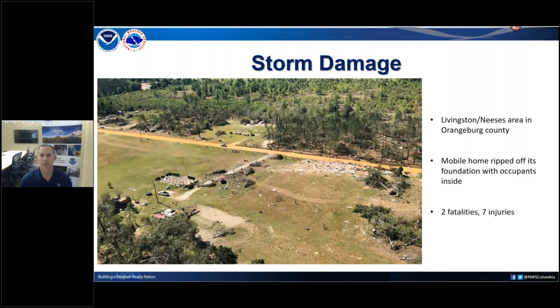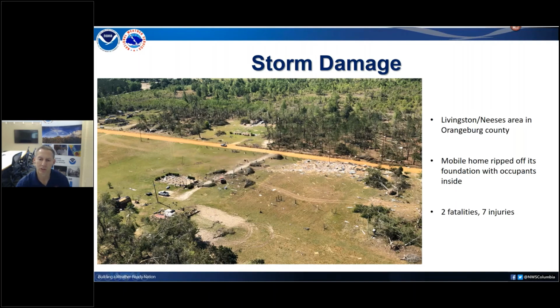And this picture here is from the Livingston-Neeses area in Orangeburg County. There was a mobile home that was located right here. And you can see where the tornado went through and had a direct hit. Unfortunately, the debris from that mobile home is all over here to the right near the road. And this is unfortunately where we had the 2 fatalities and 7 injuries. There were some other mobile homes along this road, off to the left of this image, that had significant damage as well, and that's where some of those injuries occurred.